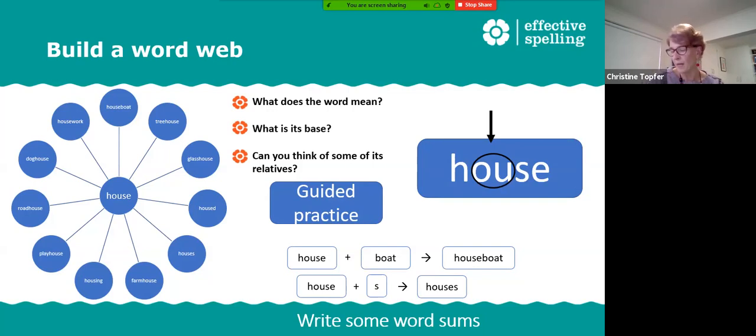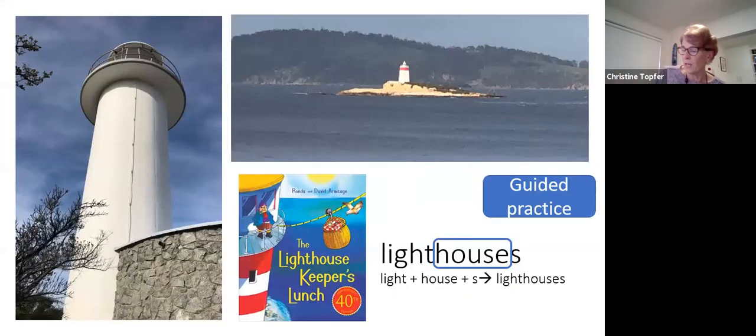And then children worked in pairs to create a word web of the words that belong to the morphological family, and they were asked to write a few words as word sums to show the meaningful parts. They also, in their guided practice, noticed that many of the words in the house family were compound words. And so some students explored the word lighthouse, sharing stories of lighthouses they may have visited, and they read The Lighthouse Keeper's Lunch to make that connection to the learning.